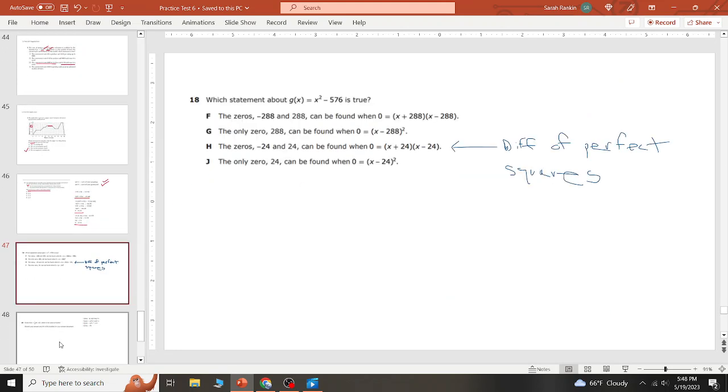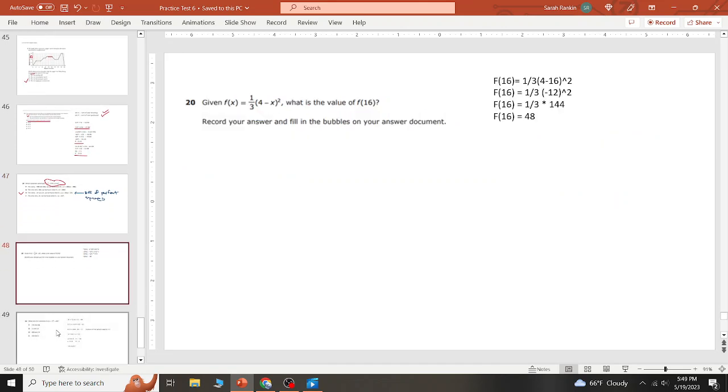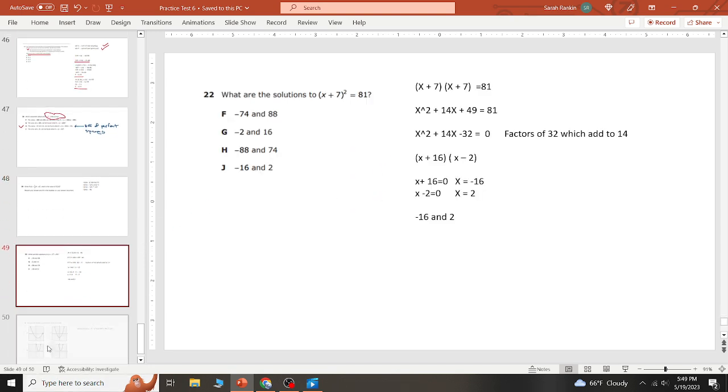and it's $1.41. Which statement about g and f is true? Again, think difference of perfect squares, right? So 576, you've got a calculator, that's a perfect square of 24. So it's x plus 24, x minus 24. Given this, what is the value of f(16)? Well, just plug 16 in for x and solve it.